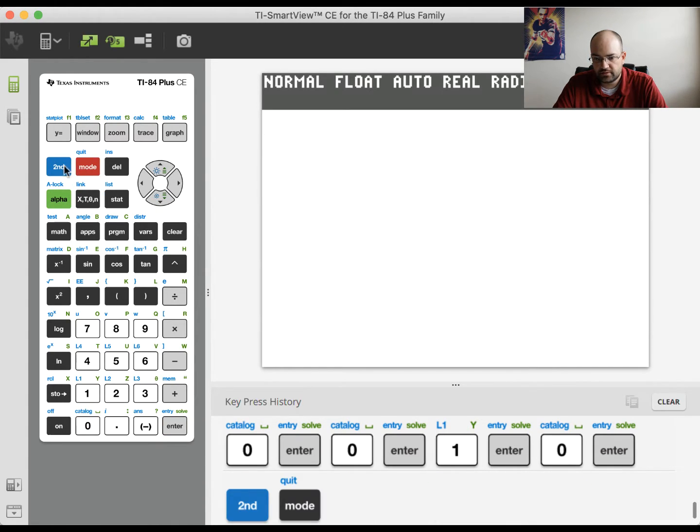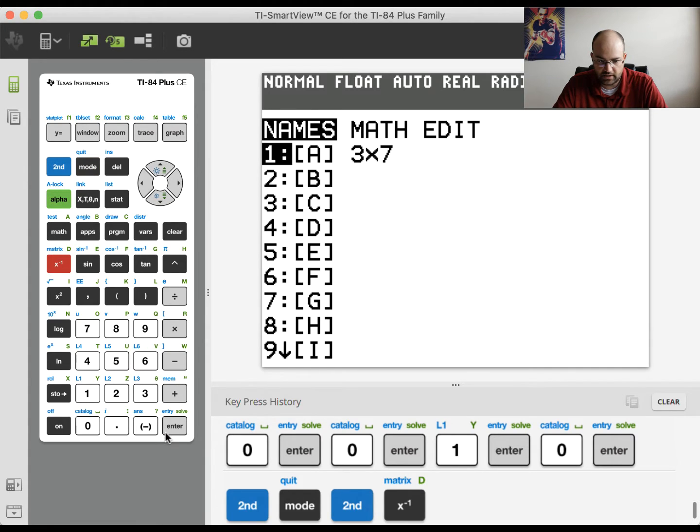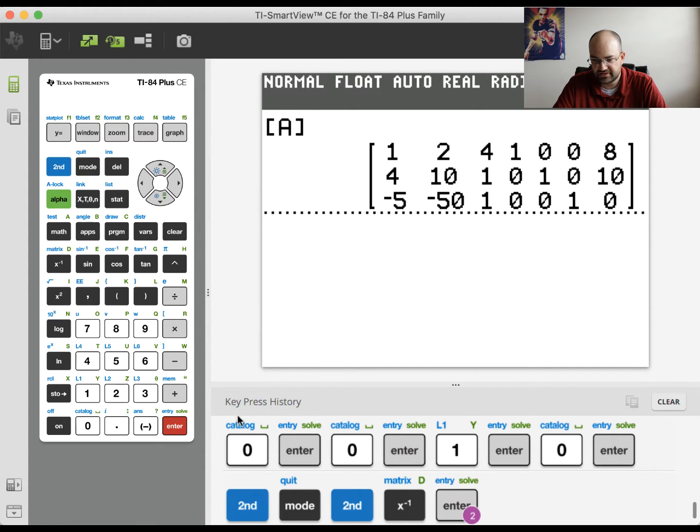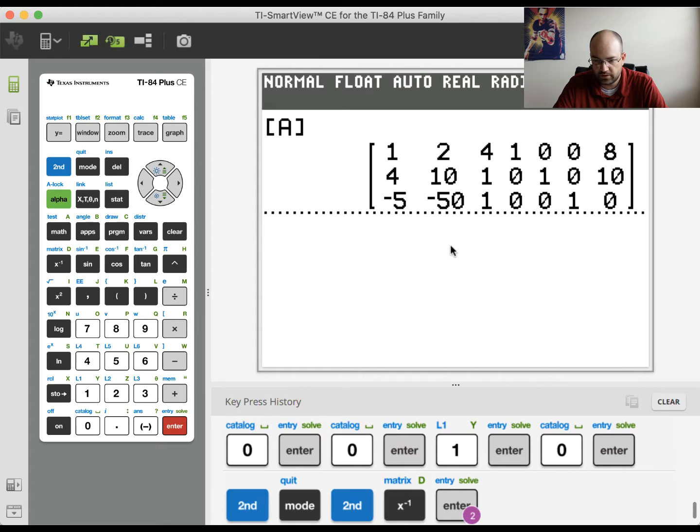Now let's go ahead and quit the home screen. Just to check ourselves, I like to just type in matrix A to make sure what you see here is what you see for your initial simplex tableau: 4, 1, 0, 0, 8, 4, 10, 1, 0, 1, 0, 10, negative 5, negative 50, 1, 0, 0, 1, 0. Okay, good deal.